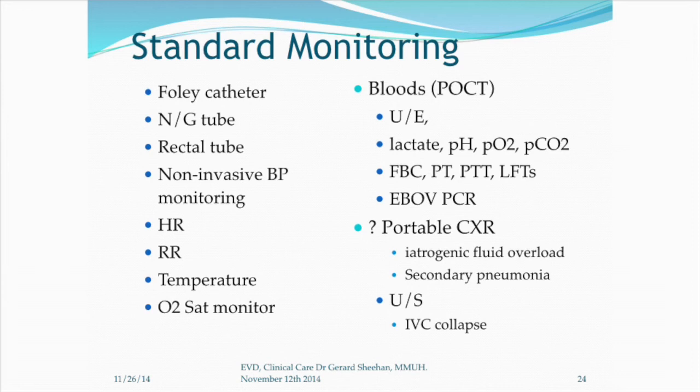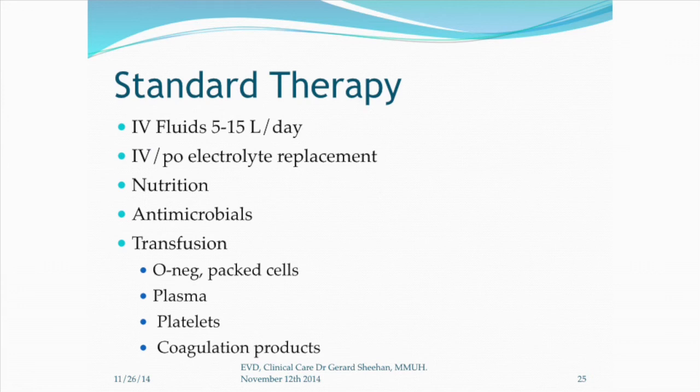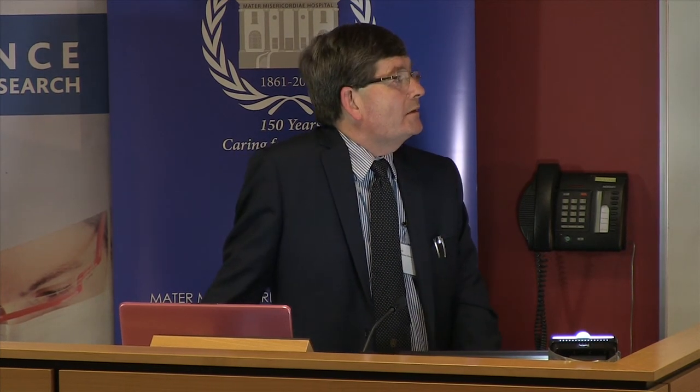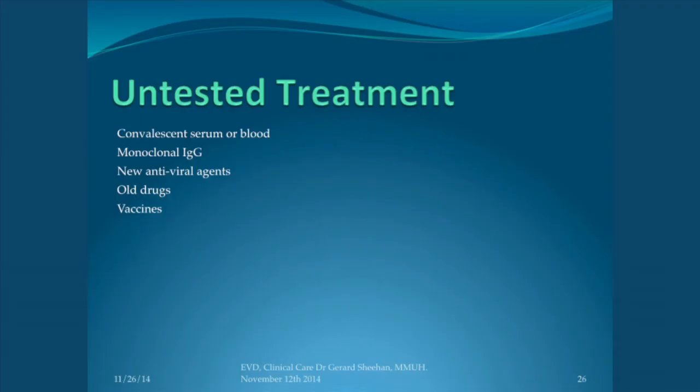We still haven't sorted out how we're going to do portable chest x-raying, but that will be important in terms of the iatrogenic fluid overload, secondary pneumonia, and I've mentioned the ultrasound already. Standard therapy, 5 to 15 litres per day, perhaps, IV, PO, electrolyte replacement, nutrition, antimicrobials, and transfusion of various blood products are obvious. In terms of untested treatment, the first thing to consider is convalescent serum or blood.